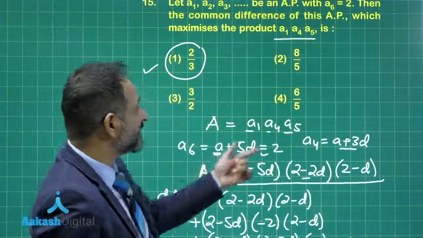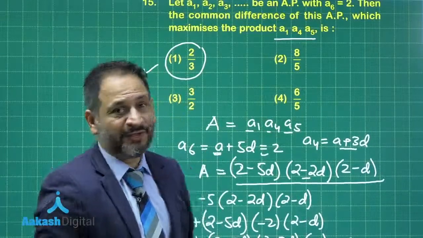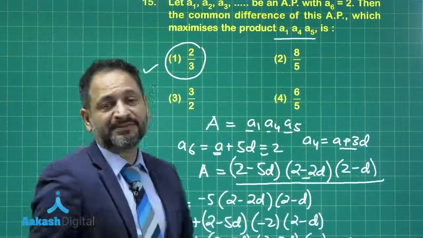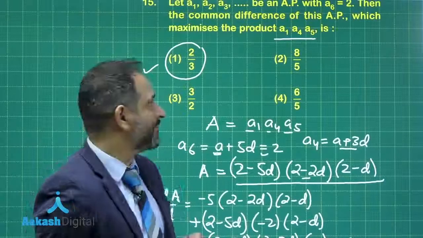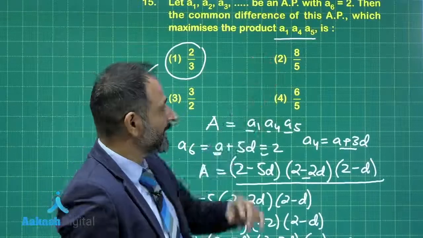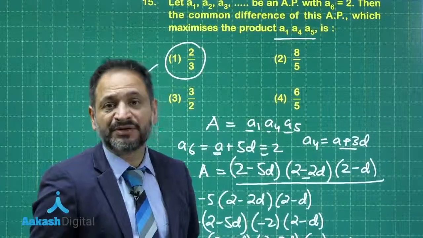So, this is going to be the correct option. You can notice here there is one more option, 8 by 5. So, we need to check it before coming to the final answer. We need to check where you will get the maximum value of the A1, A4 and A5. Let's move to the next problem.